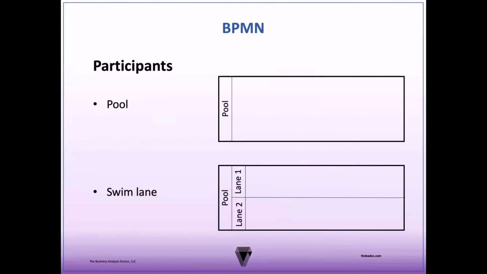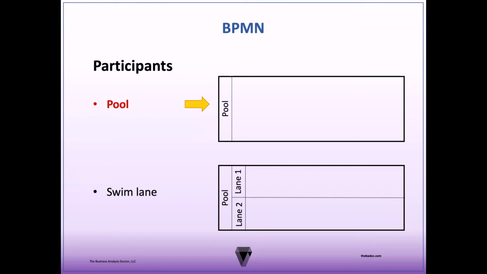And finally, we have our participants. Participants are business entities such as a company, company division, or customer, or a business role that performs a business process. Participants are placed within swim lanes and pools.